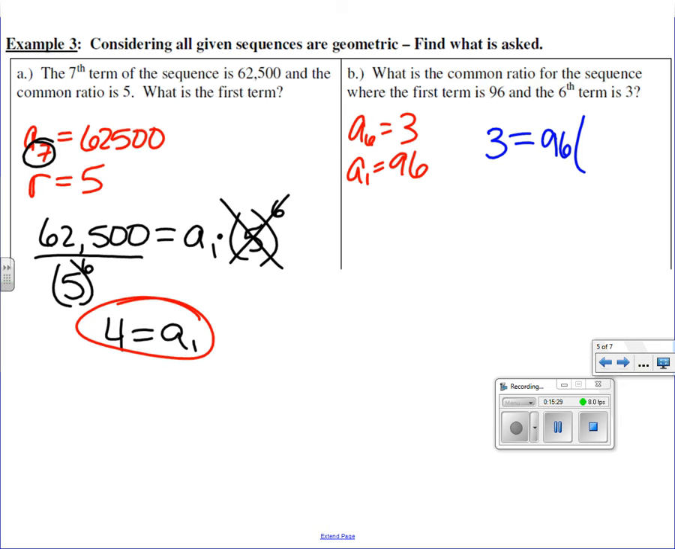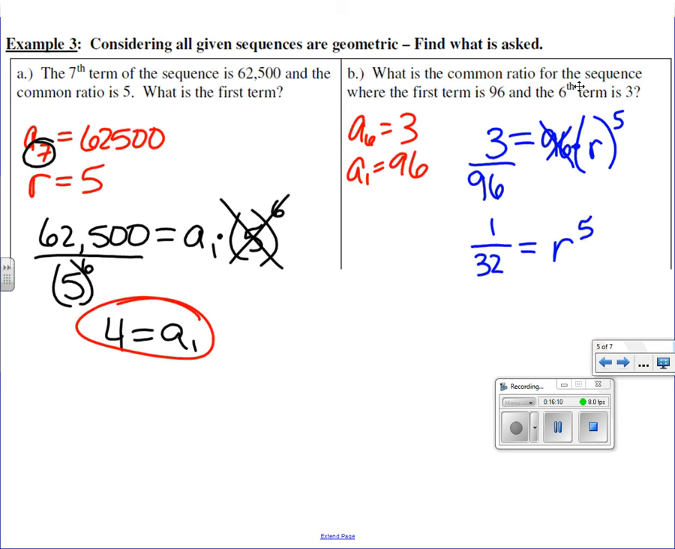Do I know R? Nope. And anybody, what is my N? So 6 minus 1 gives you 5. Okay, be careful on this one. What are we trying to get by itself on this one? R. The first thing you have to move is the 96. That's what has to go first. How do you get rid of 96? Divide it, because this is being multiplied. So you divide by 96. Okay? 1 over 32? Yes, no? Okay. 1 over 32 equals R to the 5th.